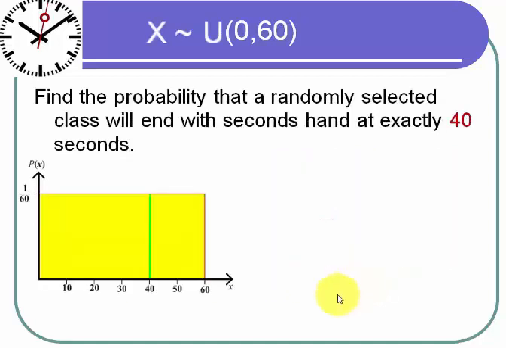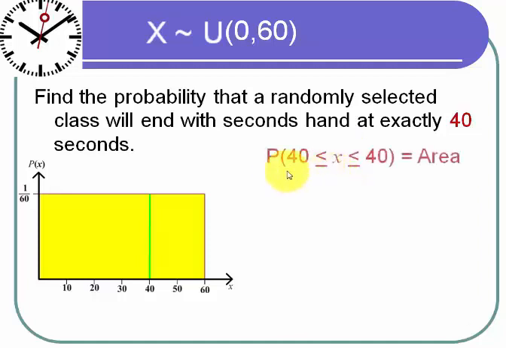Okay, so let's take a look at another question. This is one of those that's going to be very difficult for you to wrap your heads around. We want to find out the probability that a randomly selected class will end with seconds hand at exactly 40 seconds. Okay, that could happen. It could happen that you're in class, the professor says the class is over, you look at the clock, and it's at exactly 40. Hopefully you agree that's a possibility. On the other hand, let's find the probability.